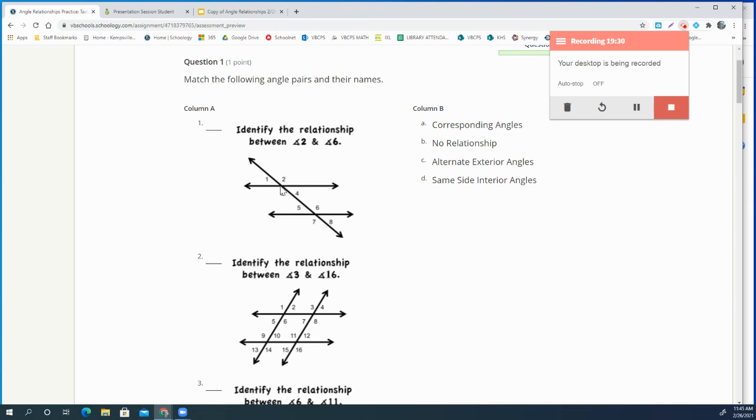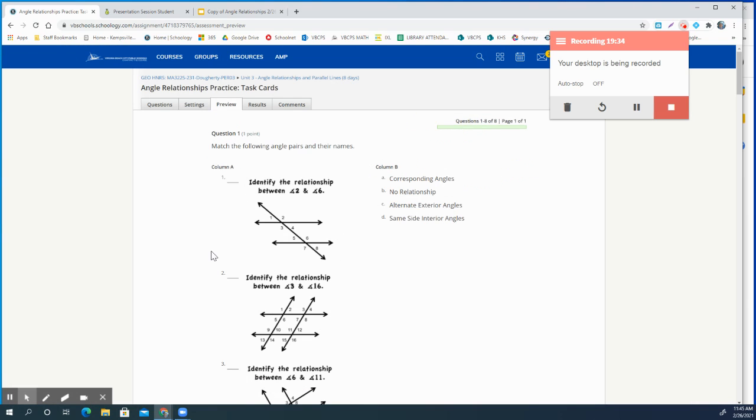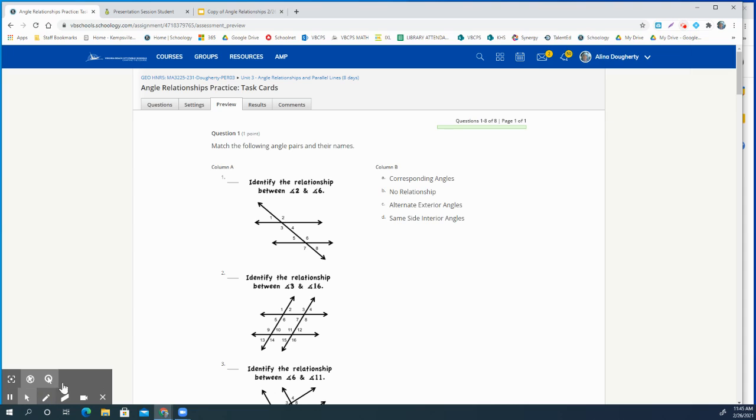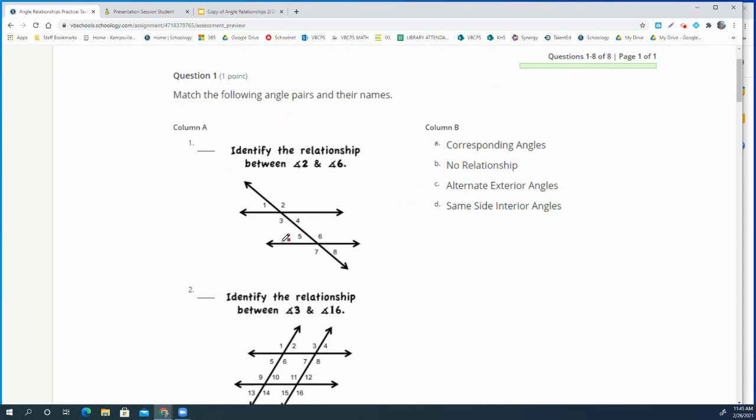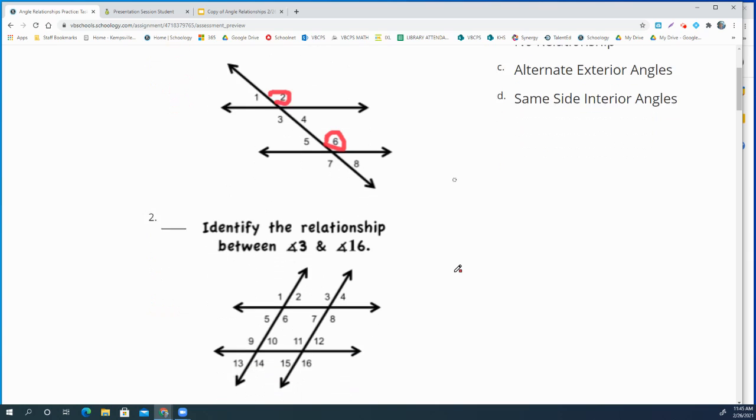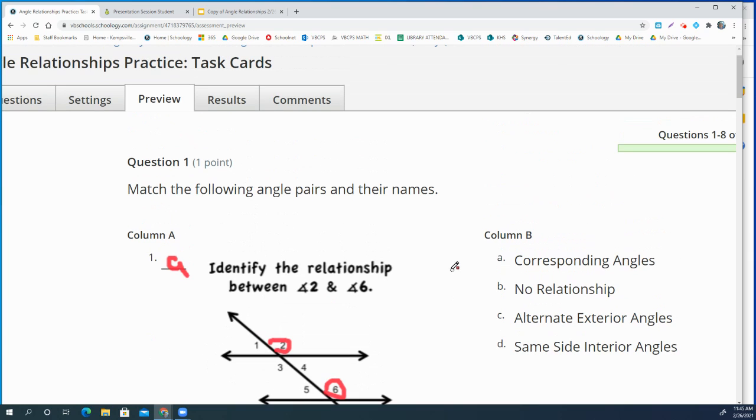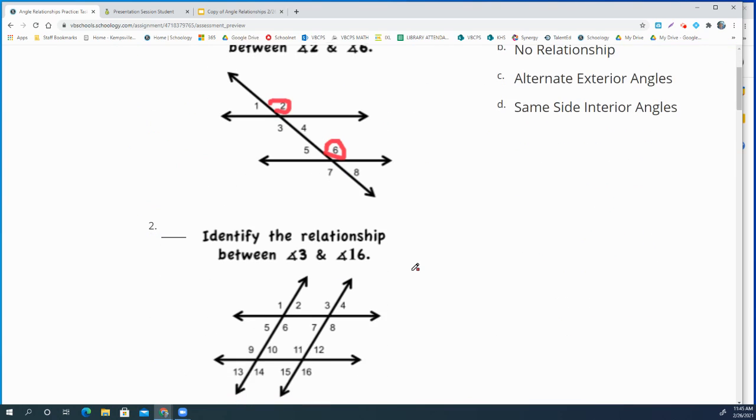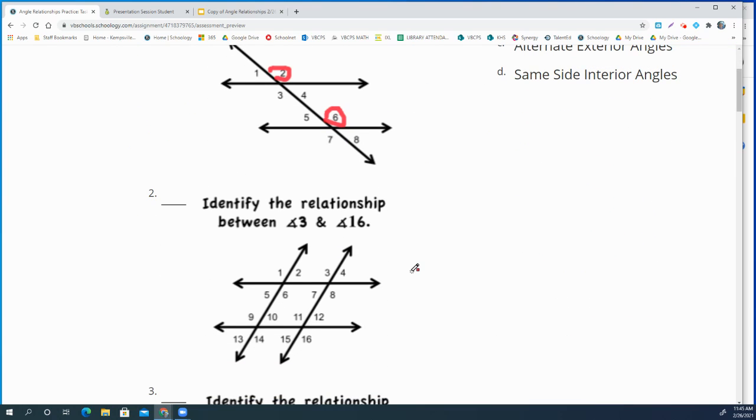2 and 6, what relationship do they have? 2 and 6. Oh, I do have a corresponding. 2 and 6 are 100% corresponding. So angle 2 and angle 6, we're going to mark corresponding. Is everybody with me where I am? So the task cards in today's folder, yesterday's folder.